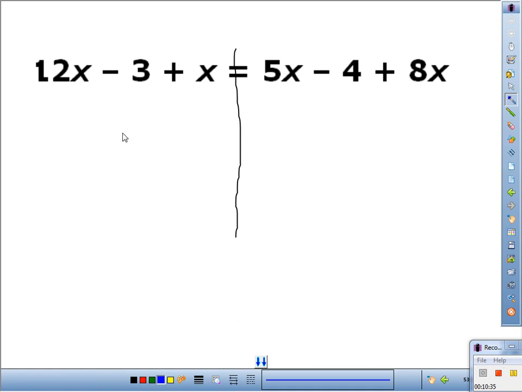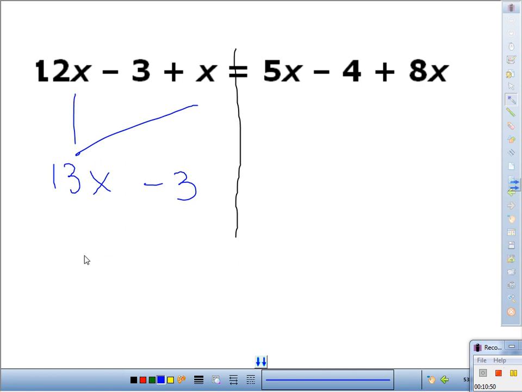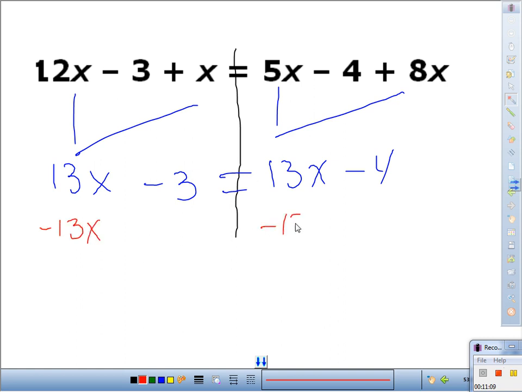Enrique, help me with the left side. What do I do? Combine like terms. So tell me what to write. Hands if you got that. Okay, so far so good. On the right side, hands if you got that. So far so good. And of course the next step would be what, everyone? Negative 13x, negative 13x. And these cancel. What do we have left? Negative 3 equals negative 4.